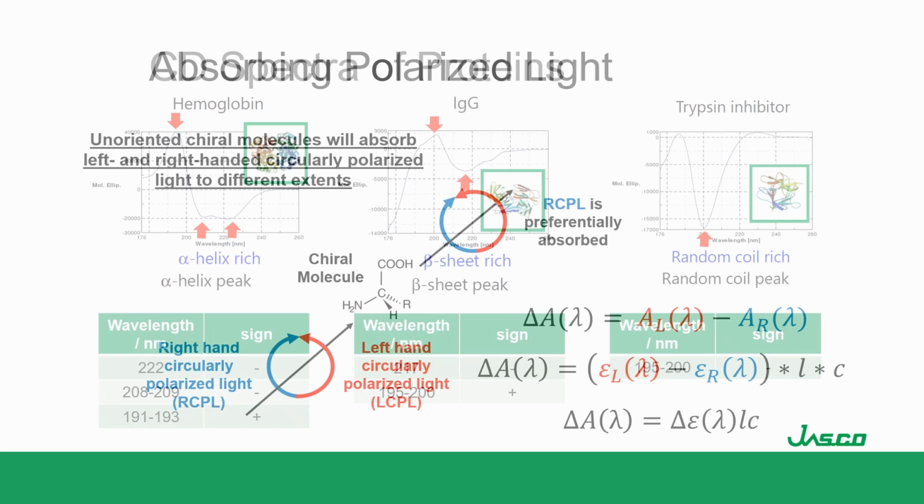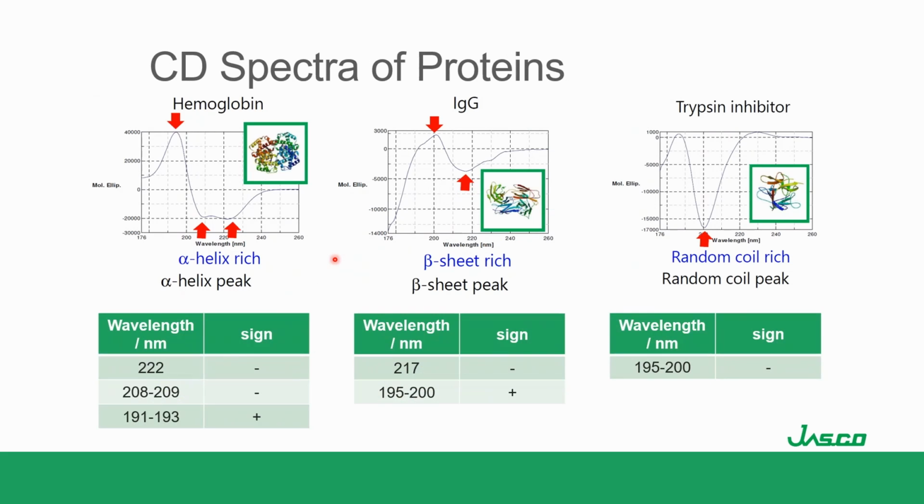So in terms of proteins, we can think of very simple cases, which I'm going to give here. On the left-hand side, we have hemoglobin, which is alpha helix rich. In the middle, we have IgG, which is a beta sheet rich protein. And then all the way on the right, we have a trypsin inhibitor, which is more or less disordered. So it's a random coil.